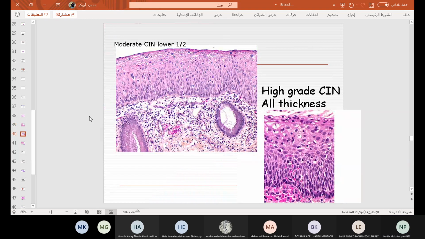Again, moderate CIN, half thickness is dysplastic. The picture on the right is high grade, in which the whole thickness is diseased, affected by the human papillomavirus, causing the dysplastic changes in the ectocervix.